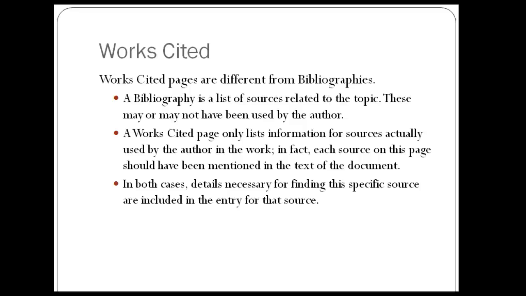A works cited page is more precise. This only lists information for sources actually used by the author in the work you've already read. In fact, each source on this page should have been mentioned in the text of the document, hence the fact that there are works that have already been cited in the text. In both cases, details necessary for finding a specific source are included in the entry for that source, meaning if someone looks at that works cited page or that bibliography, they should have enough information to go and find that document for themselves.